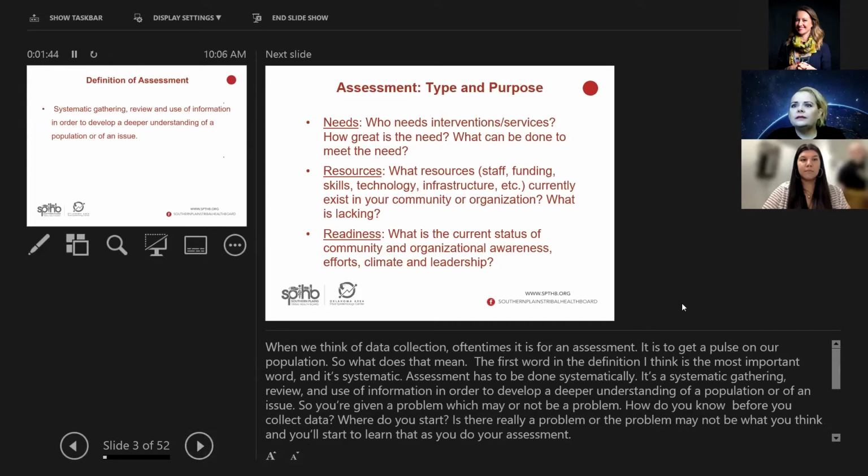Just a second. I am having a hard time with my screen. I apologize. There we go. I'm sorry, the view was obscuring my notes.